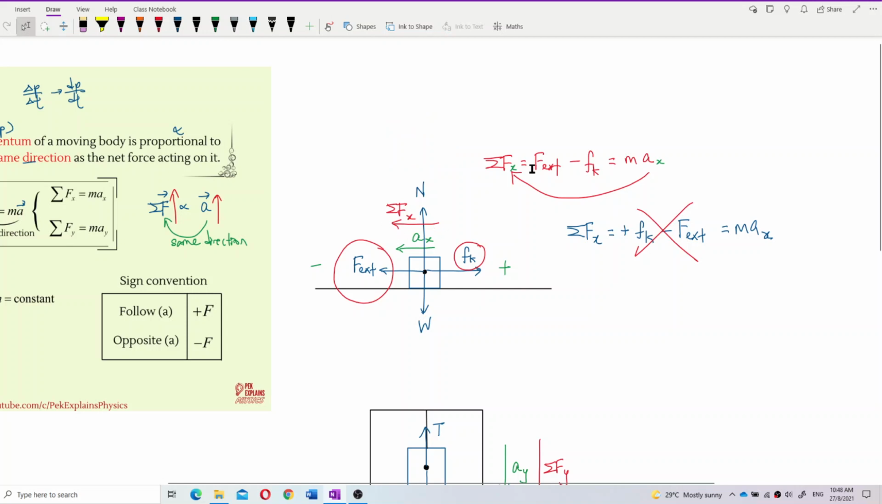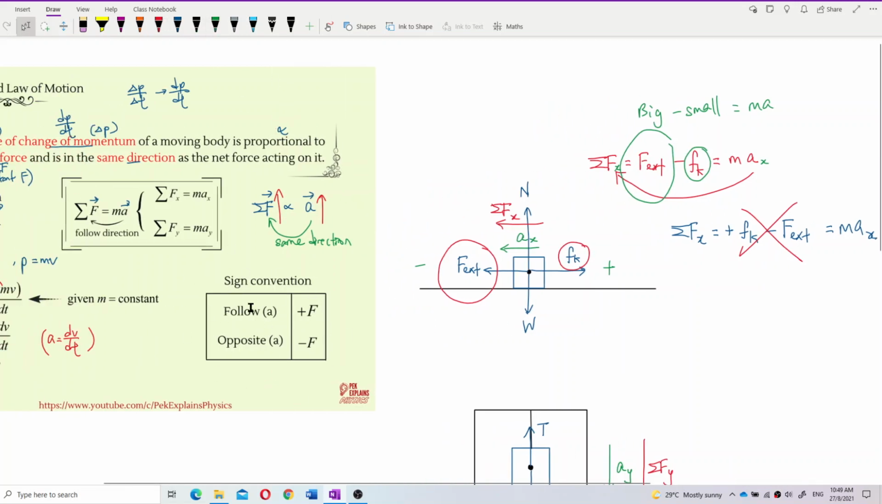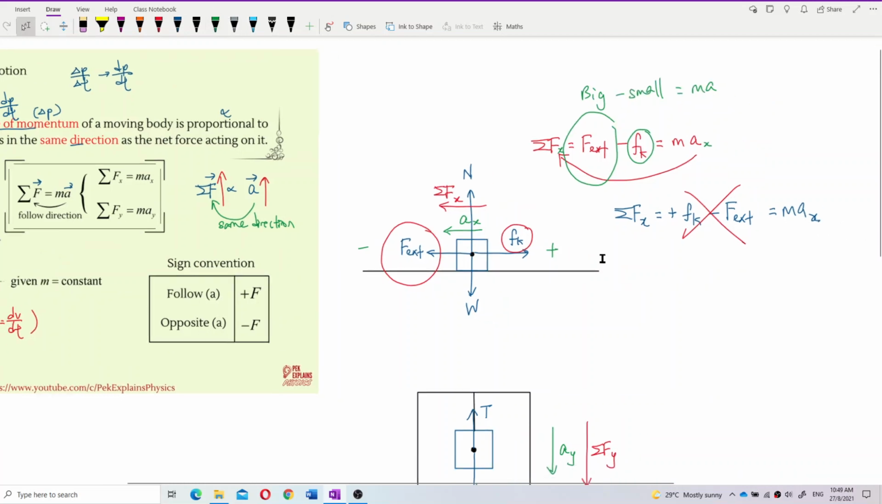So how do we get these equations? One way you can say the big force minus the smaller force, you get ma. Big minus small to get the ma. You can use this way, or the other way is to follow this sign convention. So how to use this sign convention? Follow me.